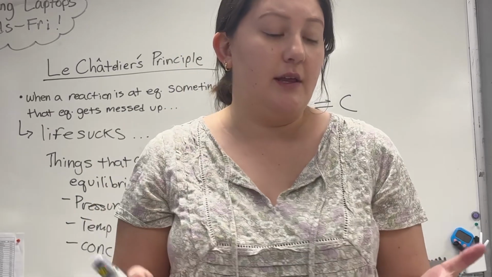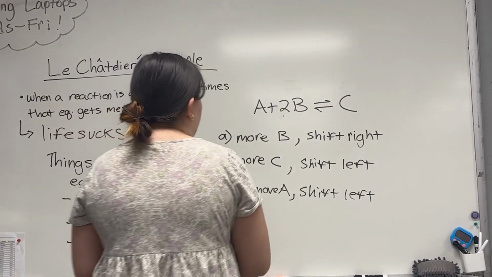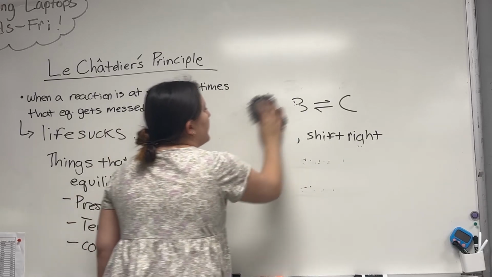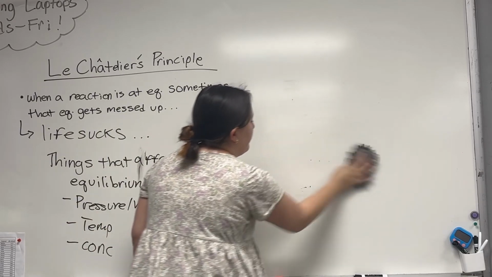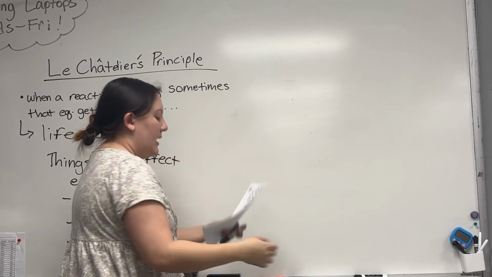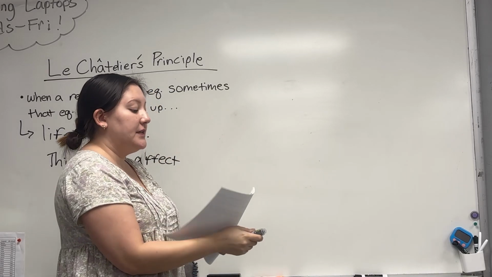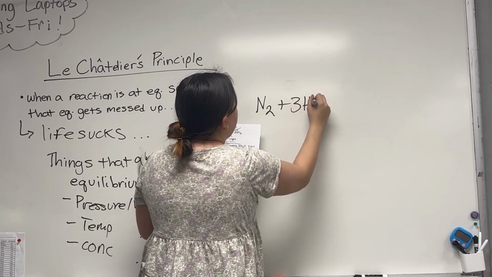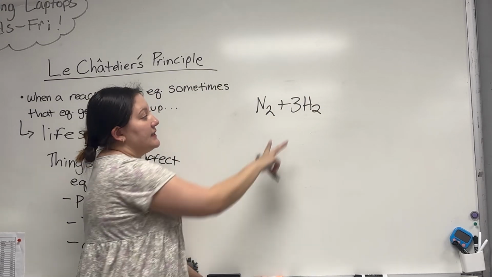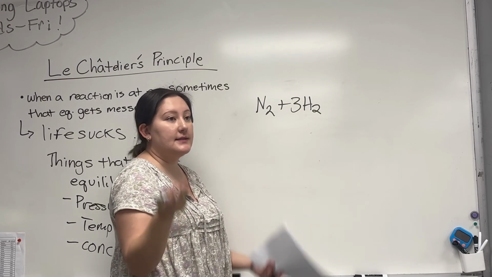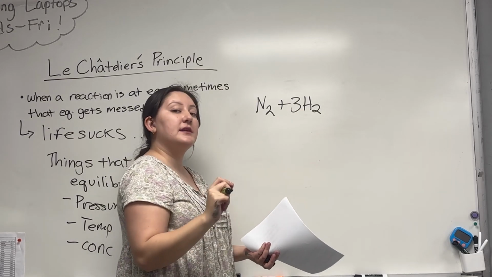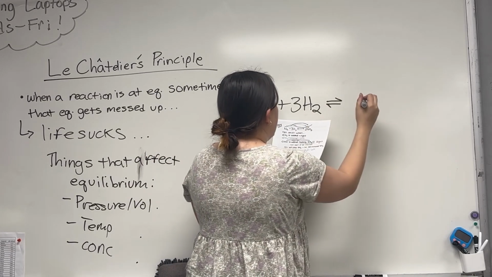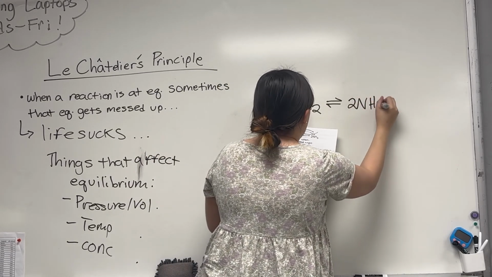So what if I actually have a real equation this time? Okay, all right, so what if I have N2 plus 3 H2s? Okay, we can assume that these are all gas, A, because they're diatomic, and B, because if I don't specify that something's solid or liquid, you can assume it's aqueous or gas. Okay, equilibrium arrows, and we've got 2 ammonia.